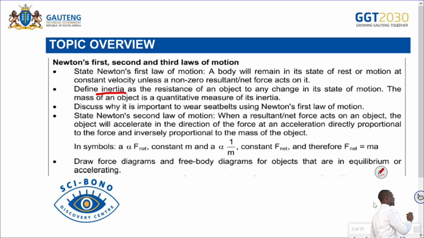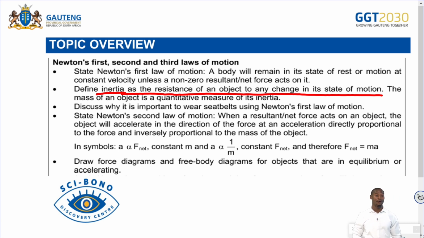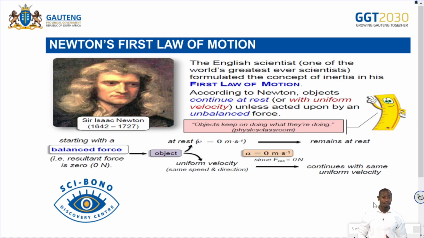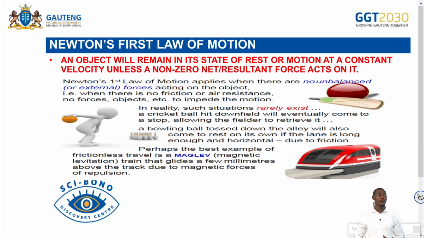Define inertia as the resistance of an object to any change in its state of motion. So this is how we have to define inertia. Learners, you can see it is there on your examination guidelines. It is the resistance of an object to any change in its state of motion. So the law of inertia, which is Newton's first law, this is how we have to state Newton's first law.